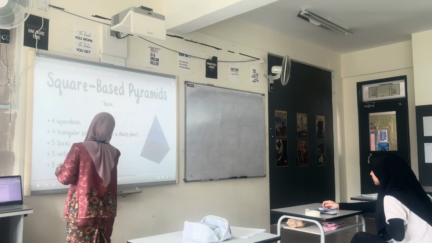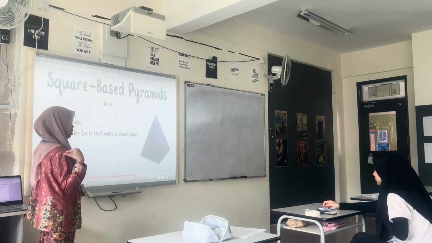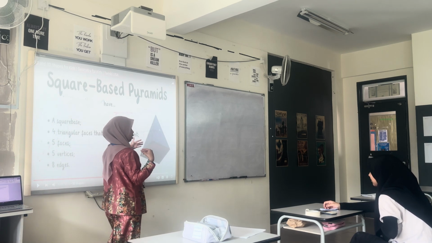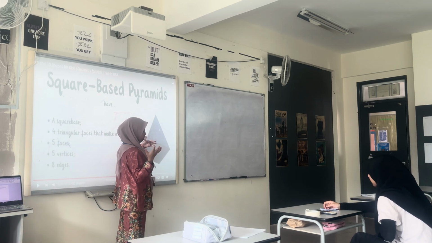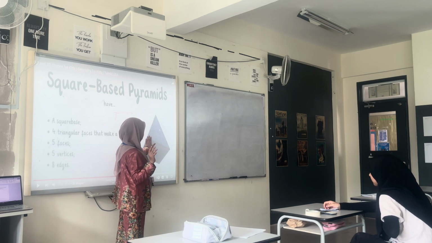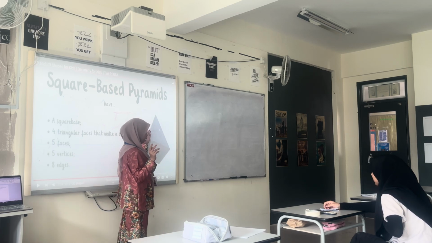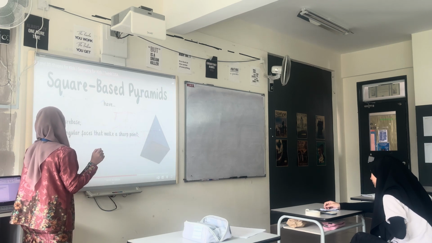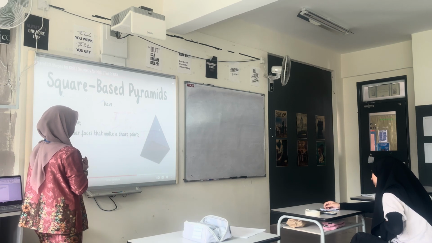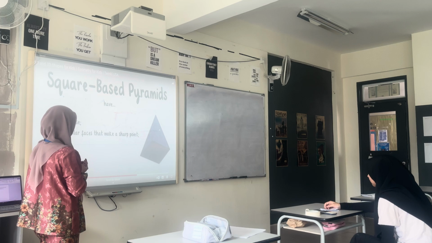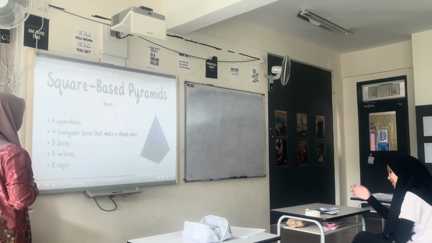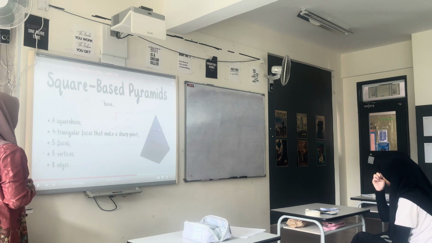And then 5 faces. What do we mean by 5 faces? We have 4 triangle faces, 1, 2, 3, and 4, and the middle one, the base. So the total is 5. Then 8 edges, and the vertices are the corners. Alright, that's correct.